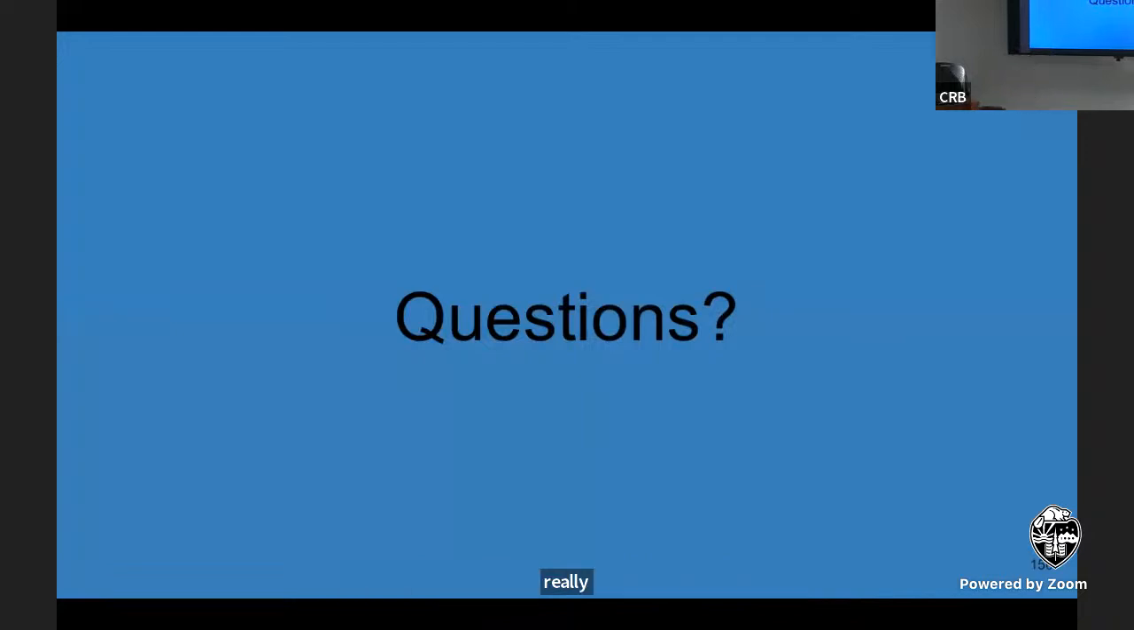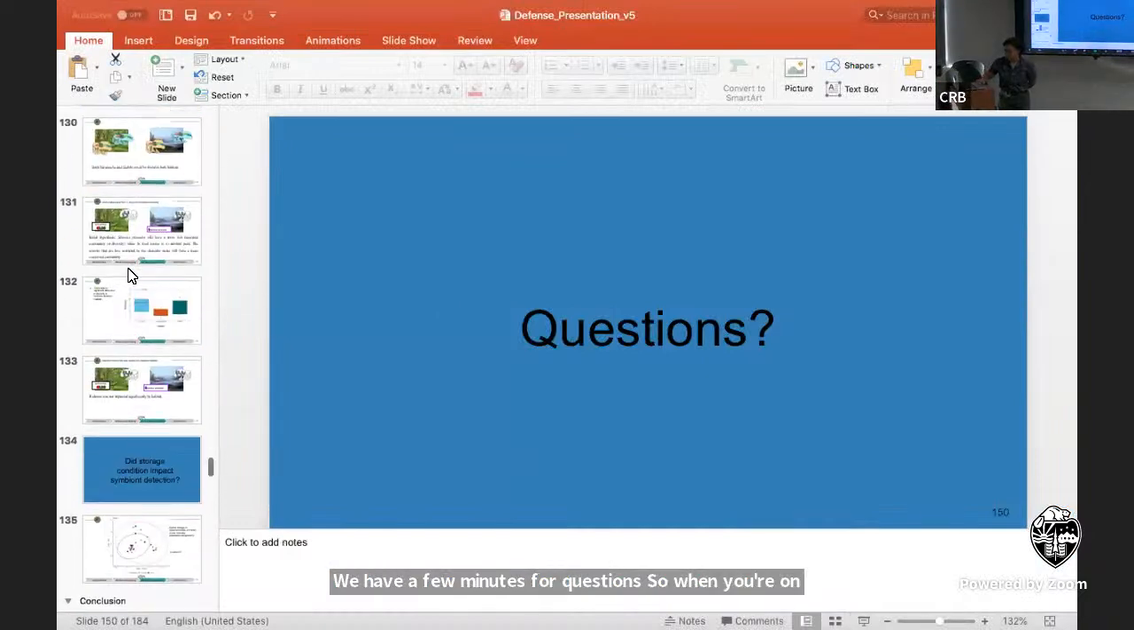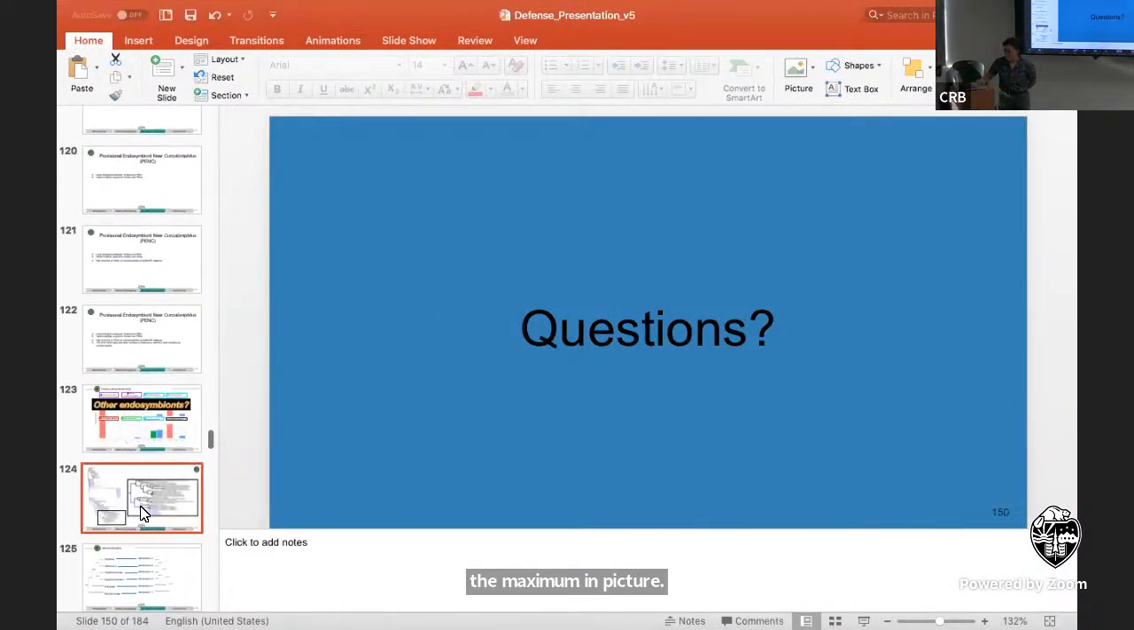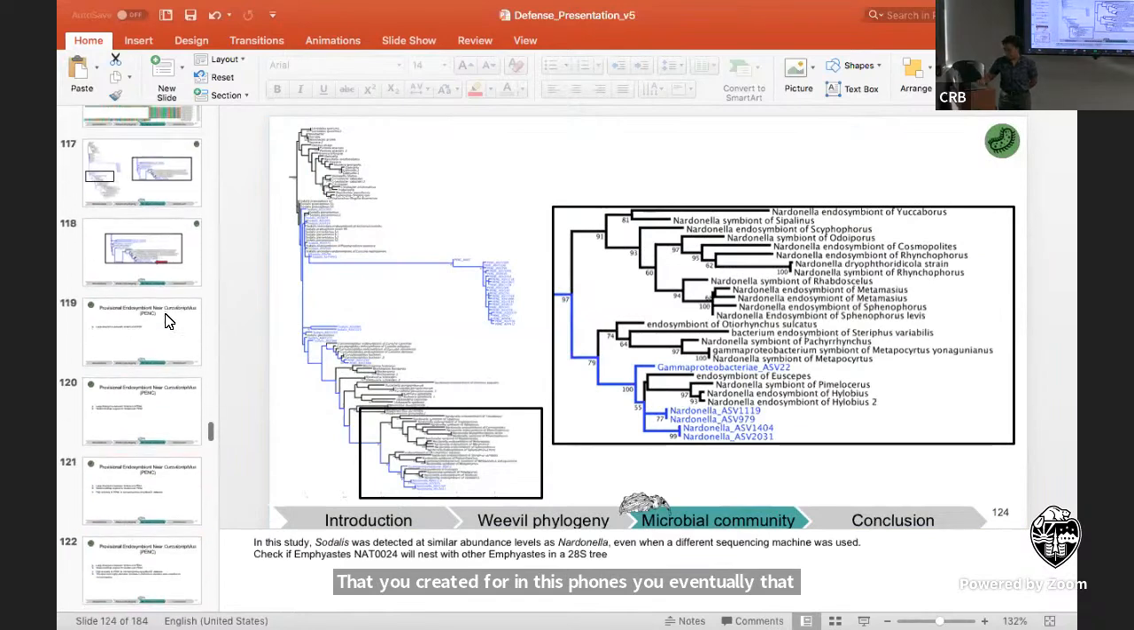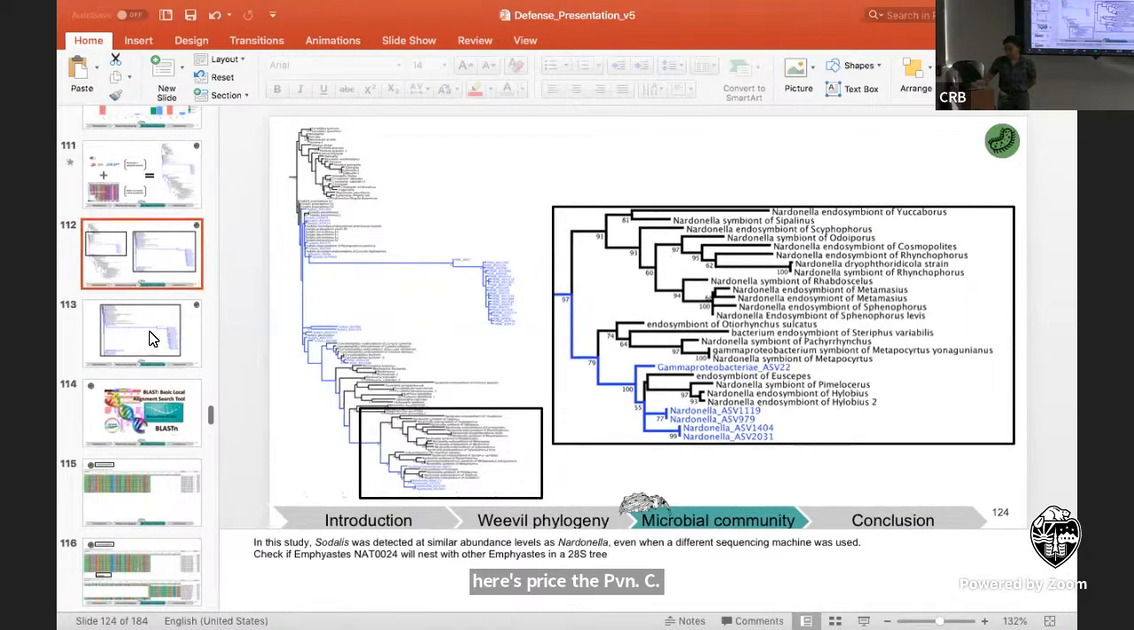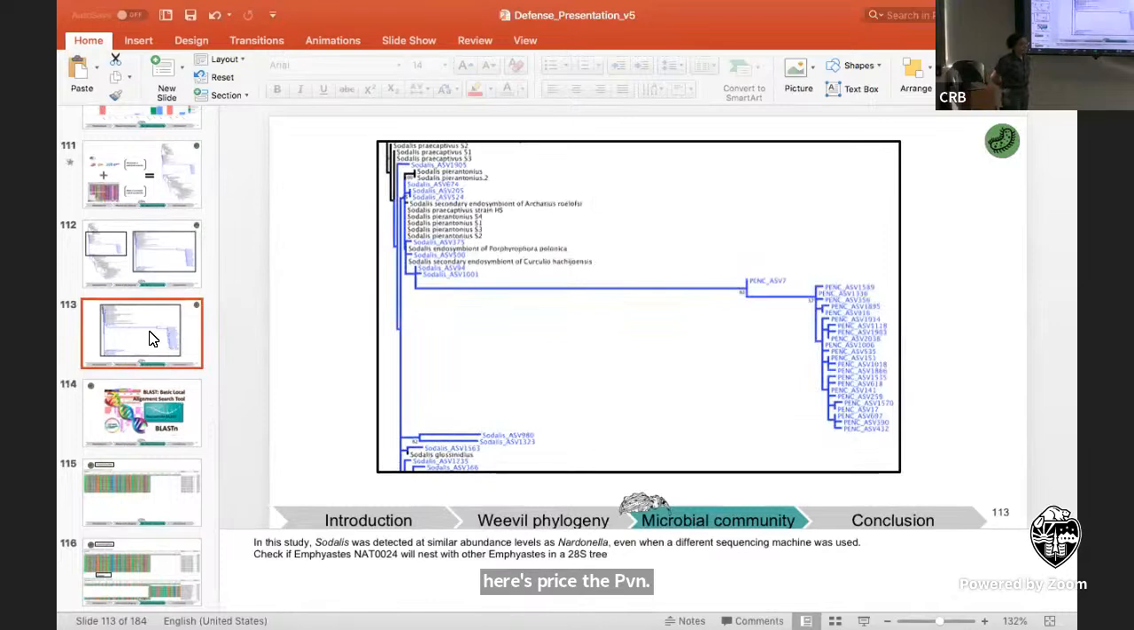We have a few minutes for questions from anybody but the committee. On the maximum likelihood tree that you created for the endosymbionts, you mentioned that you're surprised the PENC group had such a long branch. Maybe kind of a simpleton question, but what does a really long branch like this suggest biologically?